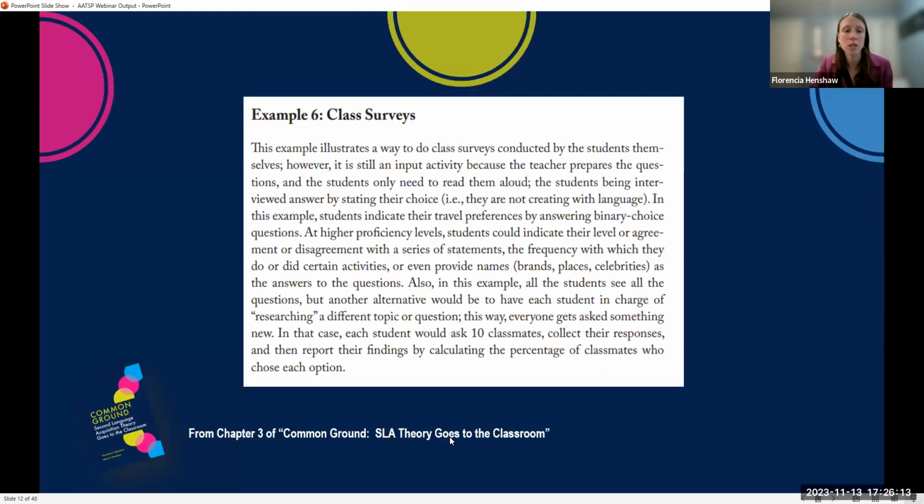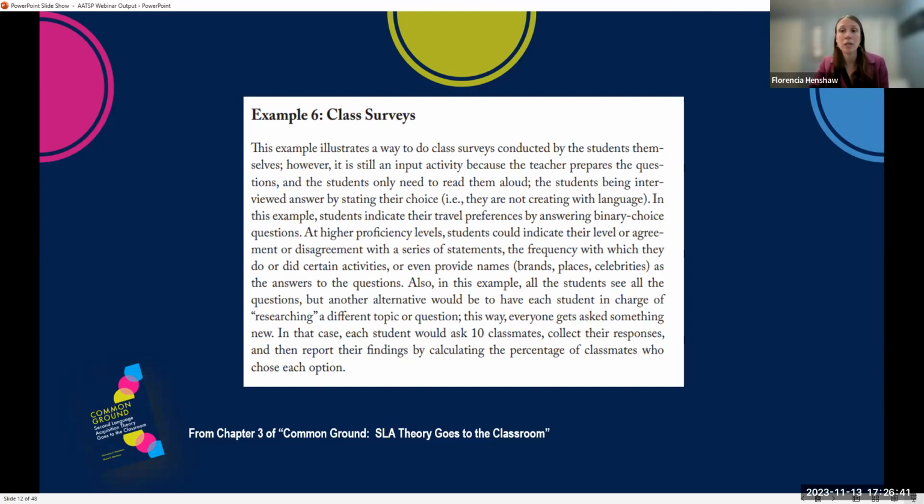This one is actually in chapter 3 of Common Ground. Chapter 3 is input. So it's called class surveys. And when you hear class surveys, you might be tempted to think, well, class surveys, the students are producing, talking, interacting. This is actually an input activity that can be done as an input activity because you prepare the questions. Perhaps you even prepare choices. So then all the student is doing is reading the question aloud and then stating their choice.